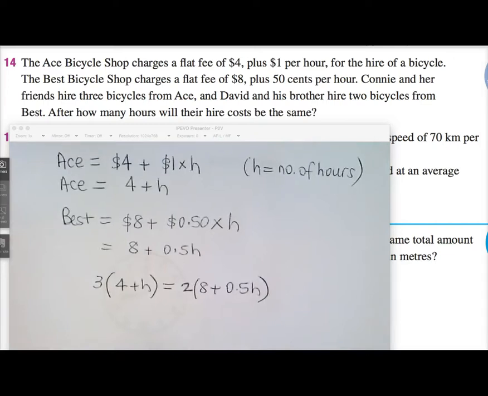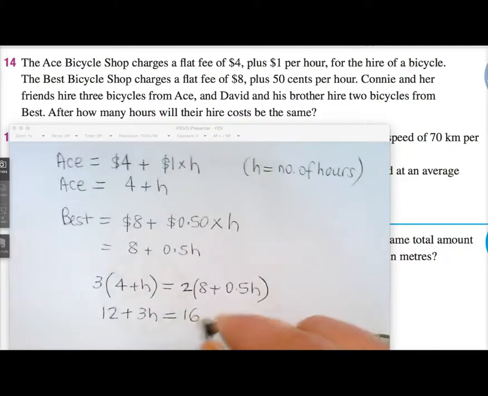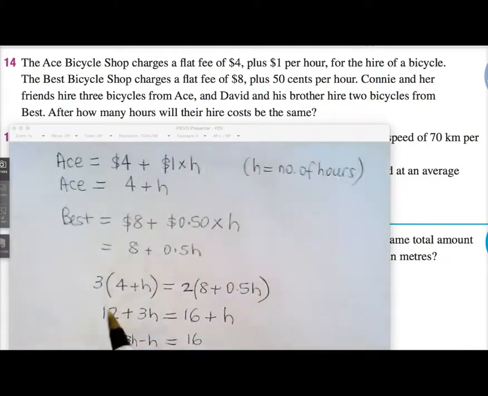And h will be the number of hours when the higher cost will be the same. So we've got 3 times 4 is 12 plus 3h equals 16 plus, what's 2 times a half? So 1h, which is just h. So now, to the left or the right, pronumerals. 3h minus h equals 16 what? Bring the h over and the 12.